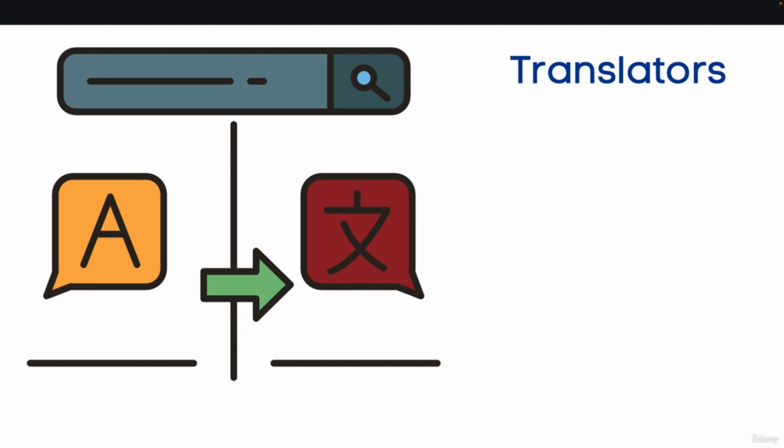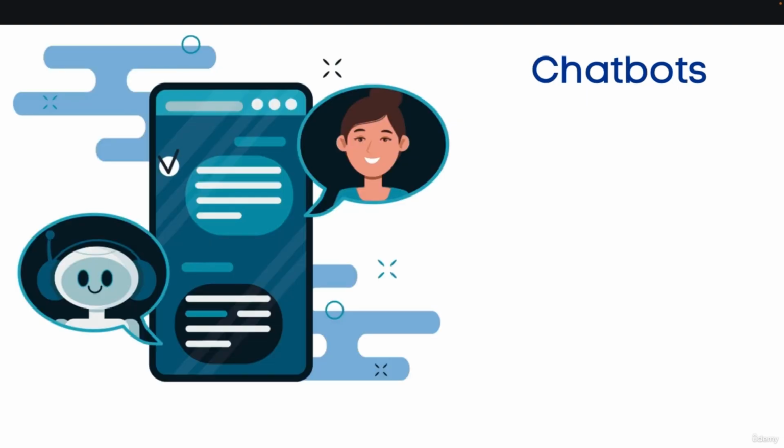Translators also use NLP. They also try to understand the meaning of your text and not just translate your text literally to the other language, for example, English to Chinese or Japanese. So synonyms, for example, might also play a role here.